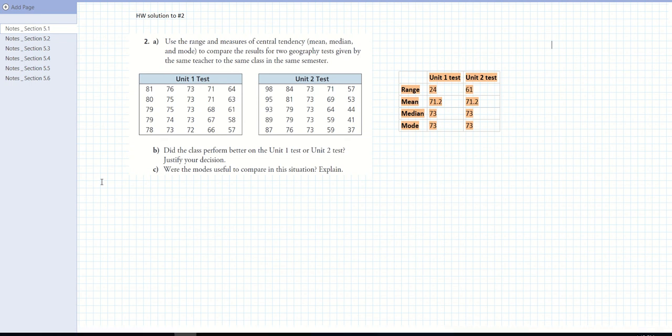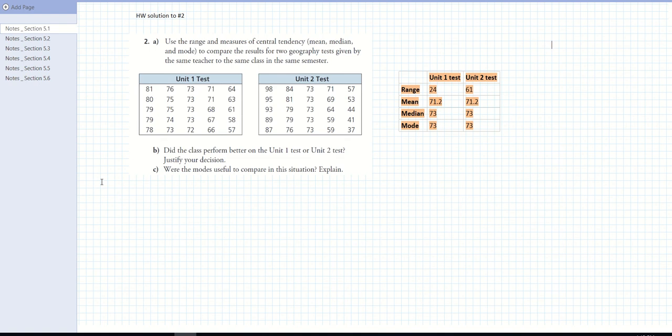Why don't you ask me to go over some of the homework questions? So this is the first question from section 5.1, question number 2. It says, use the range and measures of central tendency, which is the mean, median, and mode, to compare the results of two geography tests given by the same teacher to the same class in the same semester.